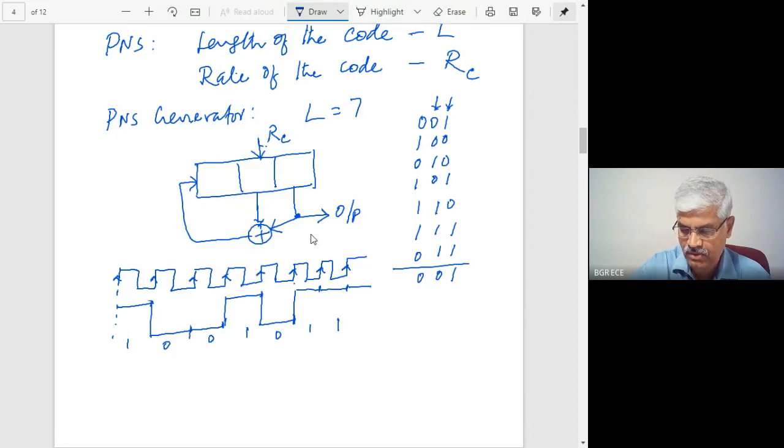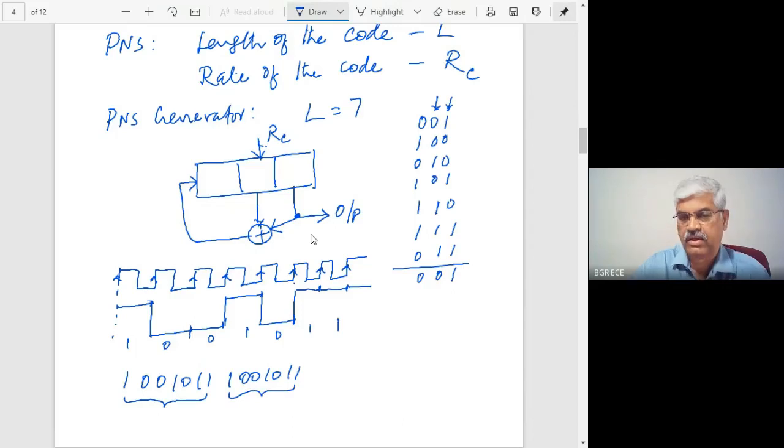So the output will be 1 0 0, so this 1 0 0 1 0 1 1 is one pattern. This pattern will start repeating again as we proceed. Again 1 0 0 1 0 1 1, again 1 0 0 1 0 1 1. So this pattern will go on repeating as long as you switch it on.